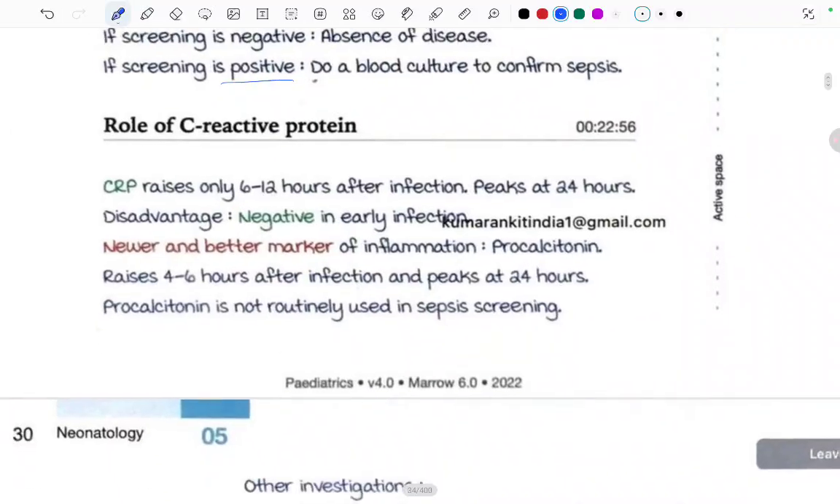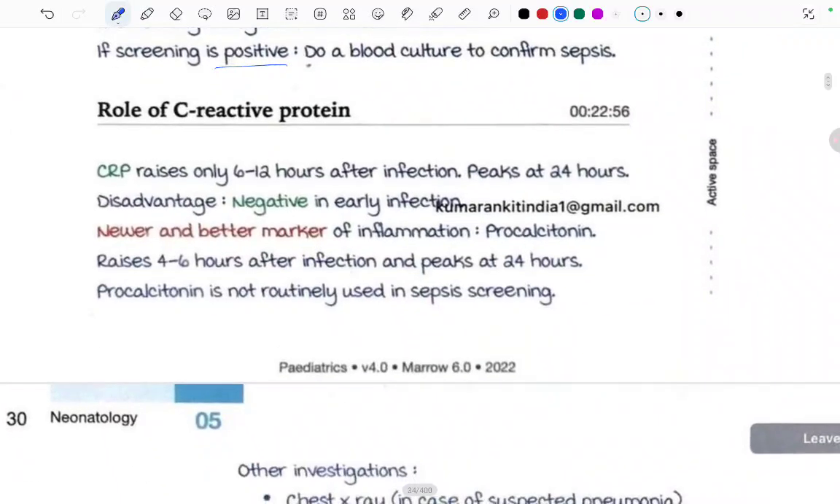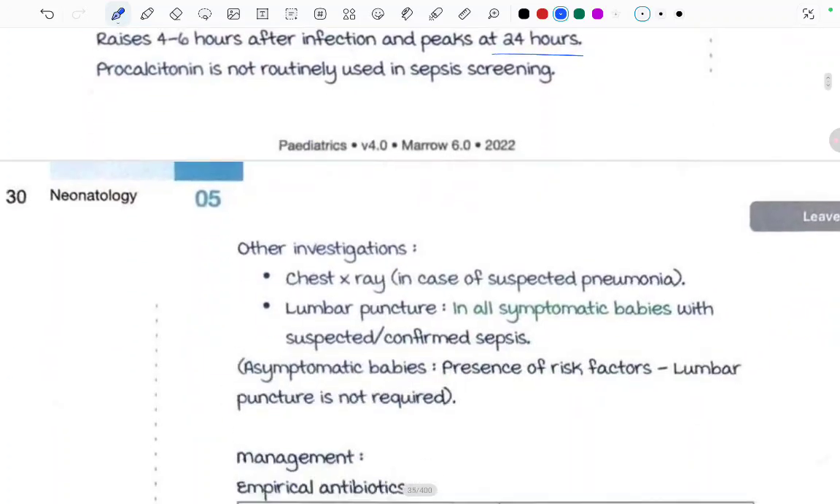Now the role of C-reactive protein. CRP rises only 6 to 12 hours after the infection and it peaks by 24 hours. Disadvantage is it is negative in the early infection. A newer and better marker of inflammation is procalcitonin, and it rises in 4 to 6 hours after the infection and peaks by 24 hours. Procalcitonin is not routinely used in sepsis screening.